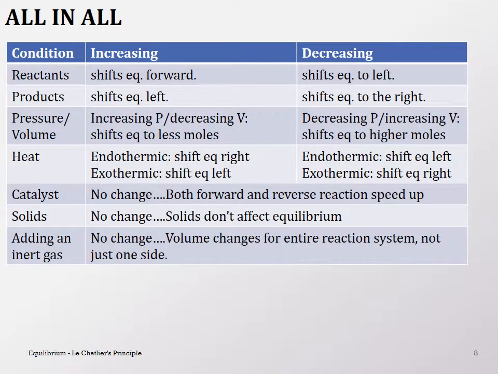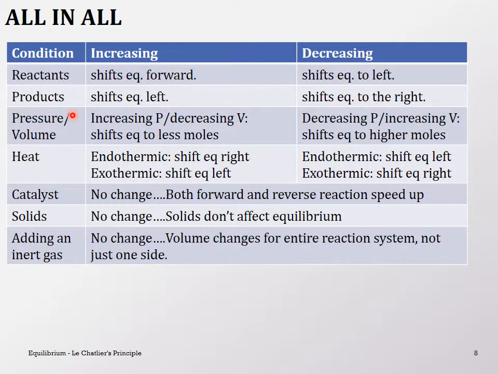So here is Le Chatelier's principle, all in one table. I made this myself, so hopefully you'll understand it, and then you can write it yourself also if you want. Here are the conditions. If you increase the reactants, you will shift the equilibrium forward. If you decrease the reactants, you will shift it to the left side, the reactant side. If you increase a product, then you shift the equilibrium to the left-hand side. And if you decrease the product, then you shift it to the right.